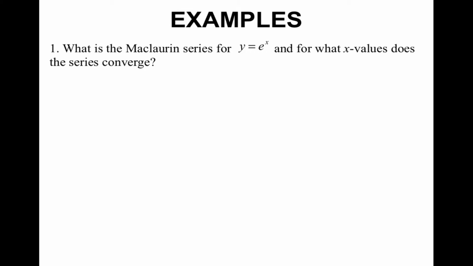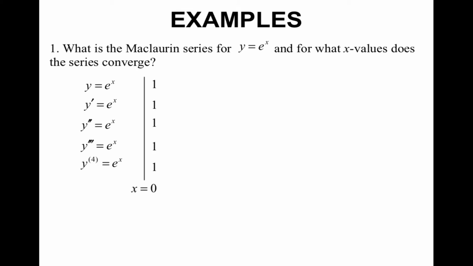We want to find the Maclaurin series for y equals e to the x, and we also need to know for what x values this series converges. So to do that, I'm going to take so many derivatives, and I just went up to the fourth derivative, and I'm going to evaluate each derivative at x equals 0, which in this case is all 1. And you only need to go as far as you need in order to see a pattern in the series.